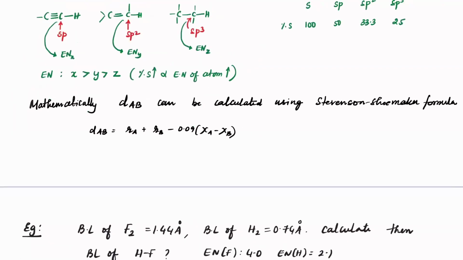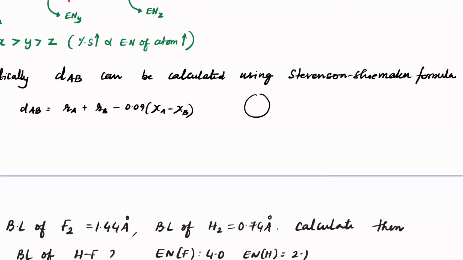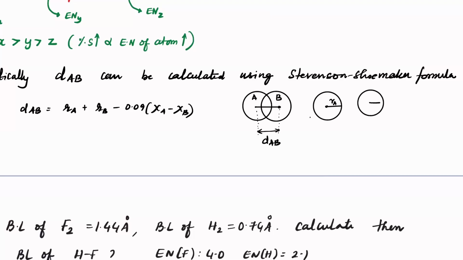This is like this. If you have bonding between two atoms, and center to center, this distance is the bond distance, D of AB. If this is the pure radius of A and this is the pure radius of B, then this plus this minus this entire thing, that would be D of AB.